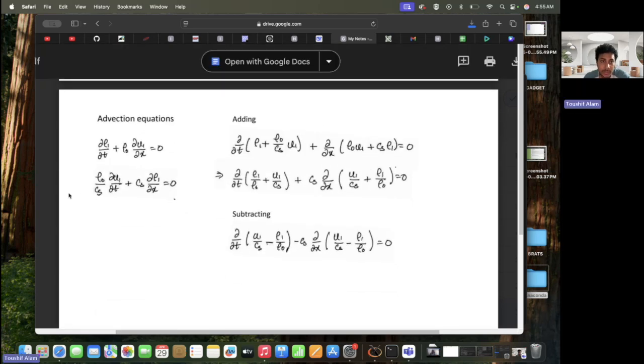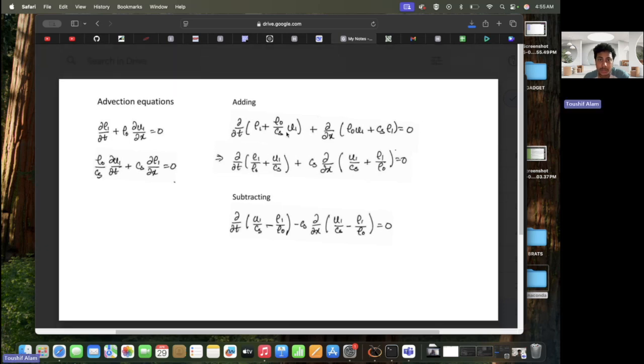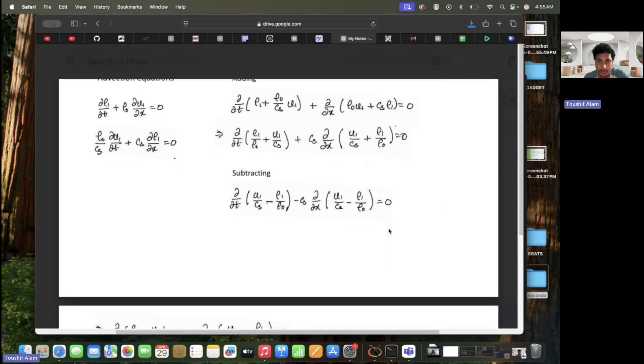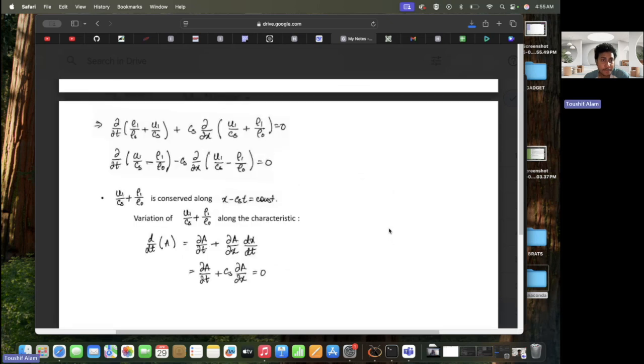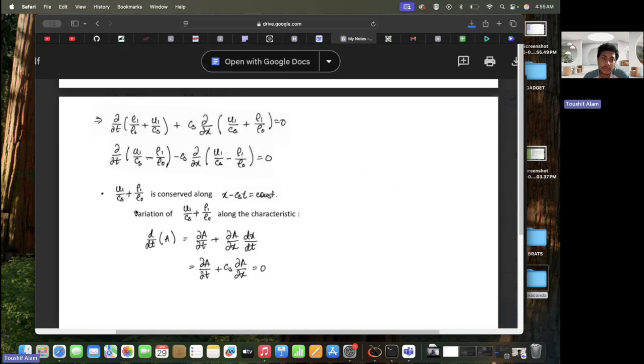Advection equation: del rho 1 by del t plus rho naught del U1 by del x is 0. So rho naught by Cs, this term will be 0. If you add this term, it will become this, and subtracting this from this will yield this term equal to 0. So U1 by Cs plus rho 1 by rho naught is conserved along x minus Cs t equal to constant, this line.